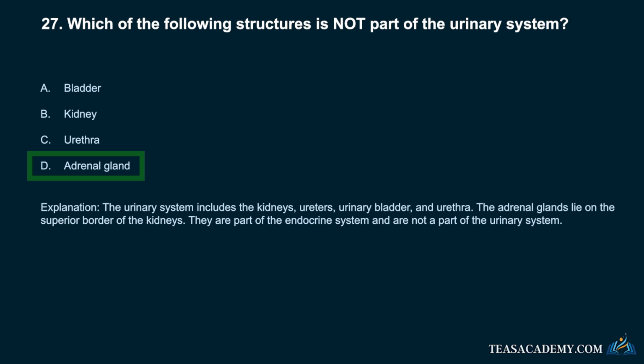The urinary system includes the kidneys, ureters, urinary bladder, and urethra. The adrenal glands lie on the superior border of the kidneys. They are part of the endocrine system and are not a part of the urinary system.